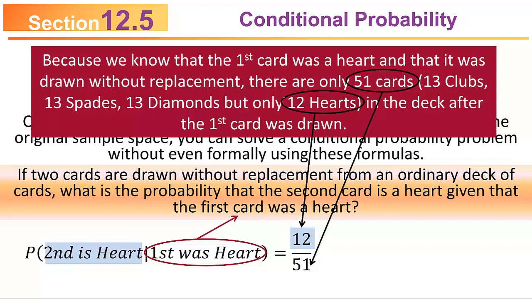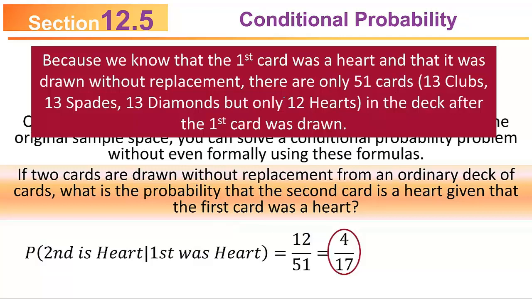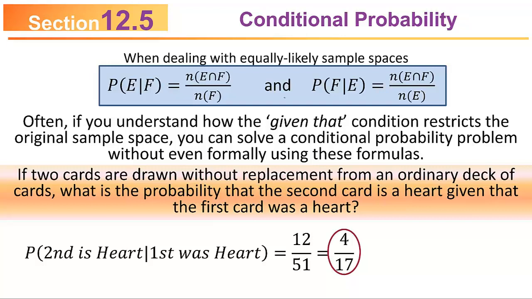And as I said, I didn't even refer to those formal formulas for conditional probability. I just figured it out based on common sense of what was going on in the problem, knowing that the first card was a heart and that it wasn't replaced reduced the sample space down to 51 cards, 12 of them being hearts, and that probability would be 12 out of 51. Simple if you know how to think about it. And if you want to reduce that to 4/17, you can. And as I said, I didn't even formally use those two formulas at the top of the page.